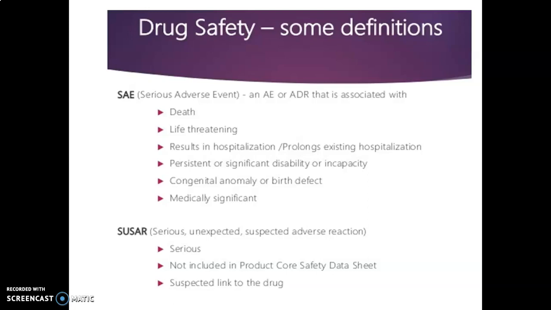And one more we have is SUSAR, that is serious unexpected suspected adverse reaction. Here the event is serious but not included in the product core safety data sheets. Later, there may be a link with the drug. So they are going to suspect the link to the drug, but it was not identified earlier. So they come under serious unexpected suspected adverse reaction. Usually SAE will be identified during clinical trials only. If it is not, sometimes it may turn into a serious unexpected suspected adverse reaction.